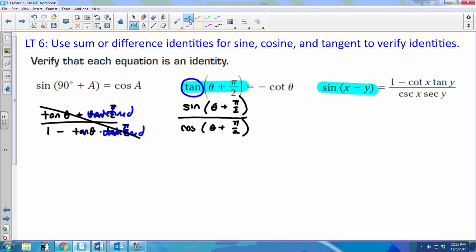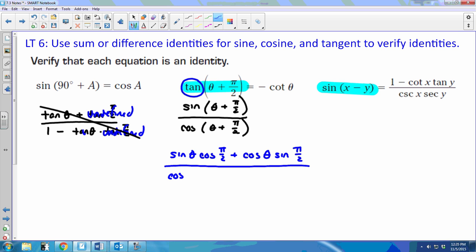There's an identity. I'm just going to fill it in. I'm not going to take the time to write it all out. So I have sine of theta times the cosine of pi over 2, and cosine of theta times sine of pi over 2. So I'm just filling in the identity. I'm not going to take the time to write the identity down again. And then for cosine, we have cosine of theta cosine pi over 2 minus sine theta sine pi over 2.